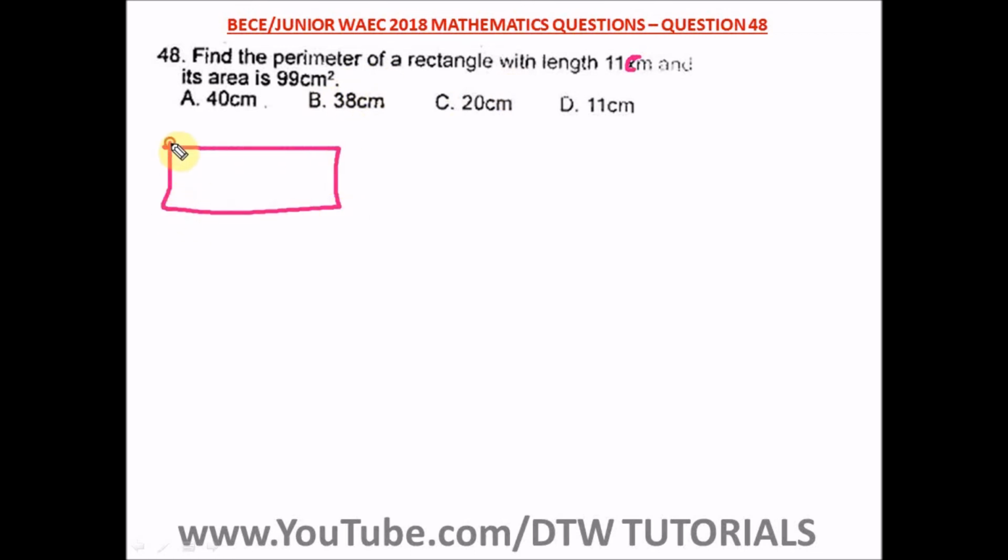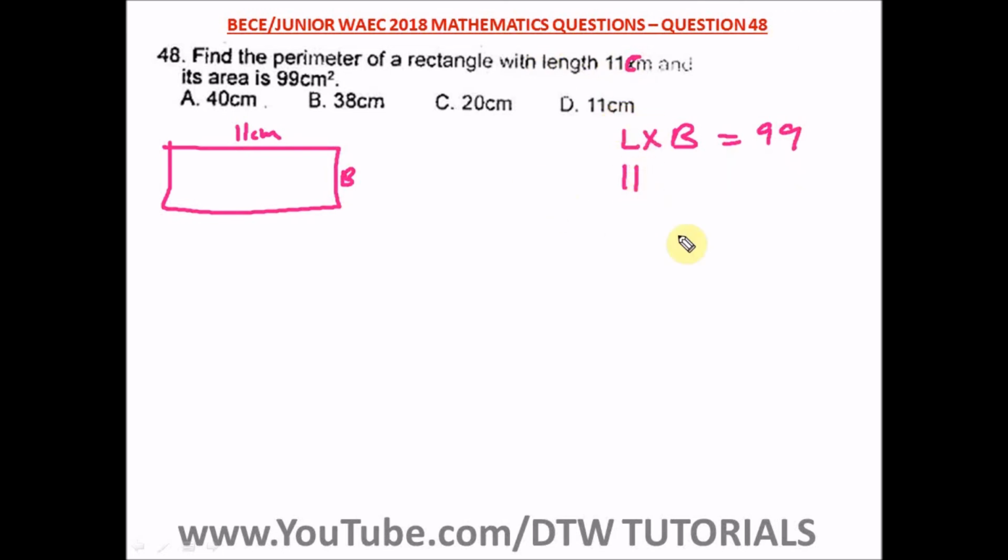A rectangle. We have been told that the length is 11 centimeters, and its area is 99 square centimeters. We don't know the breadth. Breadth is unknown, but we've been told its area. And remember, what's the formula for area? Length times breadth. So length times breadth is equal to 99.